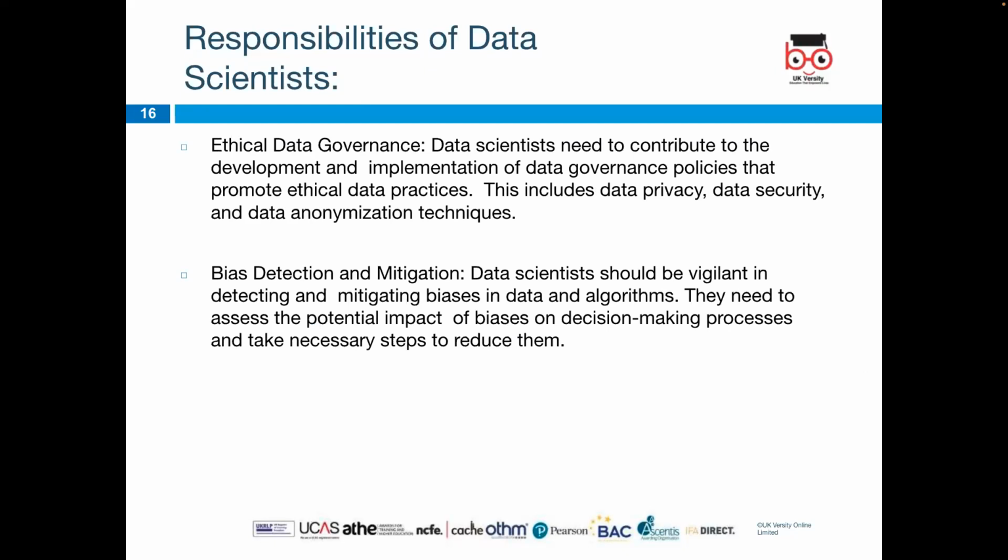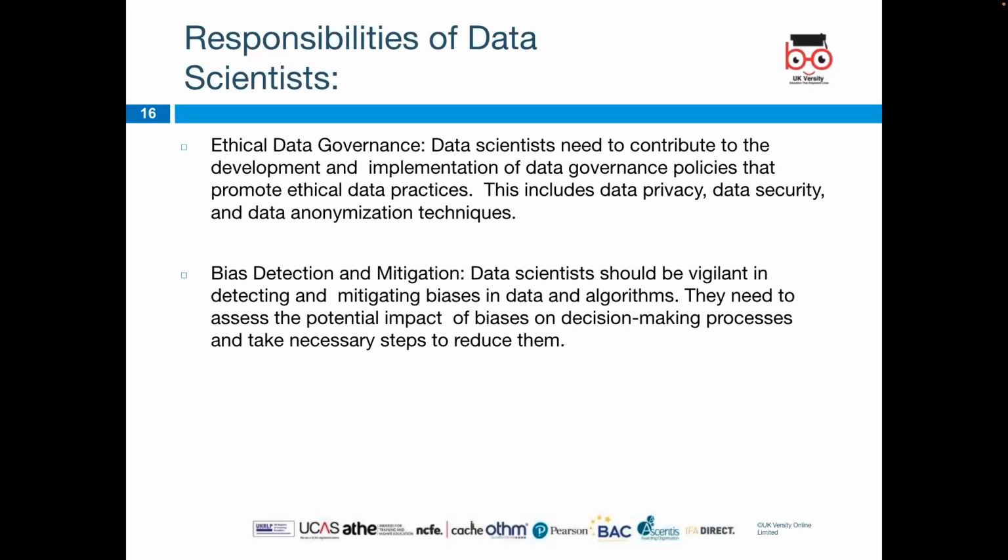The next topic is responsibilities of data scientists. Ethical data governance. Data scientists need to contribute to the development and implementation of data governance policies that promote ethical data practices. This includes data privacy, data security, and data anonymization techniques.